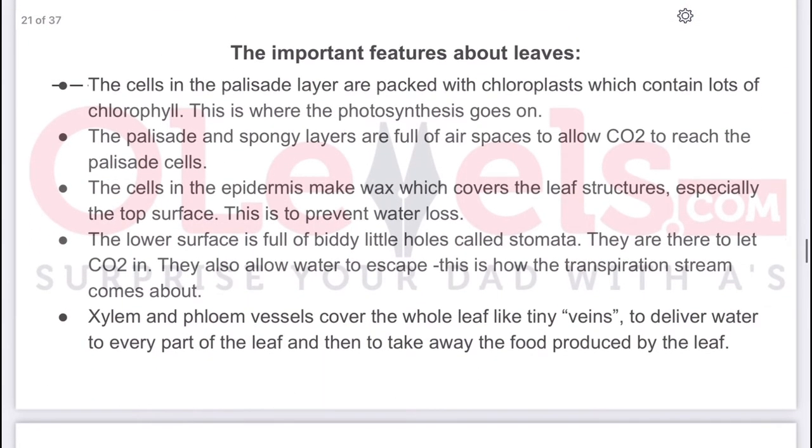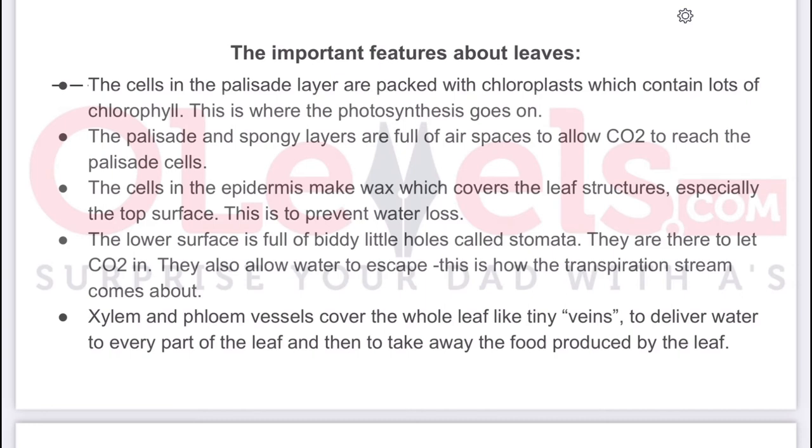The important features about leaves. The cells in the palisade layer are packed with chloroplasts, which contain lots of chlorophyll. This is where photosynthesis goes on. The palisade and spongy layers are full of air spaces to allow CO2, carbon dioxide, to reach the palisade cells.